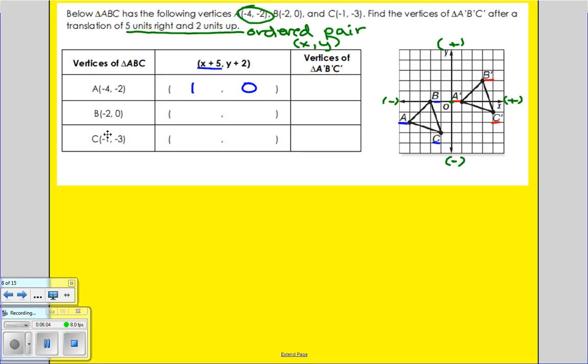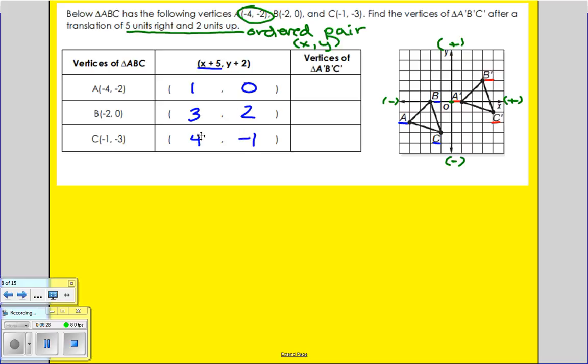All my x coordinates get 5 added. Negative 4 plus 5 for going right will be 1. Negative 2 plus 5 is a positive 3. Negative 1 plus 5 is a positive 4. And for all my y coordinates, I'm going to take and add 2. So negative 2 plus 2 is 0. 0 plus 2 is 2. Negative 3 plus 2 is negative 1.